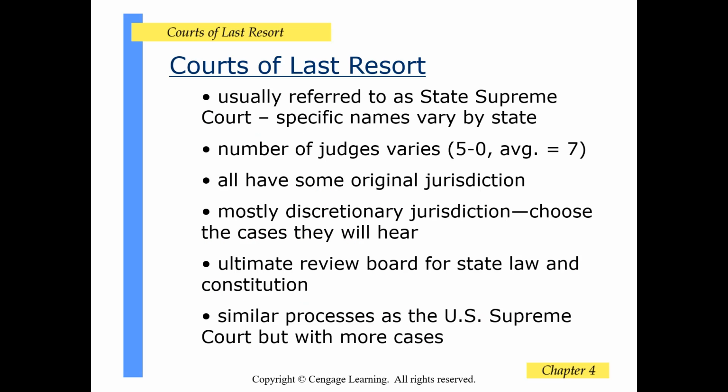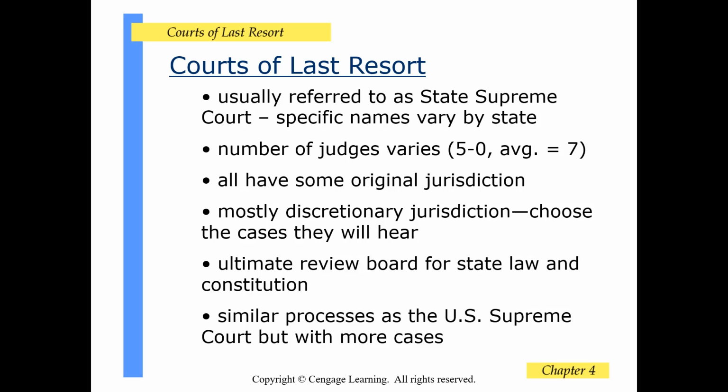The courts of last resort. They're usually referred to as the state Supreme Court, but not always. These state Supreme Courts, or courts of last resort, have a varying number of judges. All have some original jurisdiction, but mostly discretionary jurisdiction where they choose the cases they will hear, like the Supreme Court of the United States.